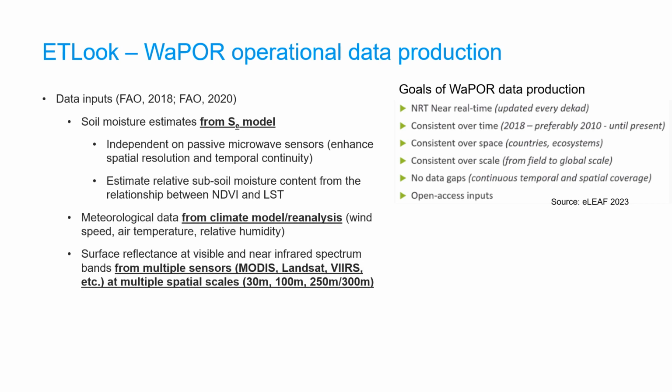Moreover, the meteorological data are obtained from climate models or climate reanalysis, which removes the need for ground-based measurements and generates WaPOR data consistently. Finally, surface reflectance at visible and near-infrared bands from multiple sensors is used to produce WaPOR data, allowing it to produce data at multiple spatial scales.